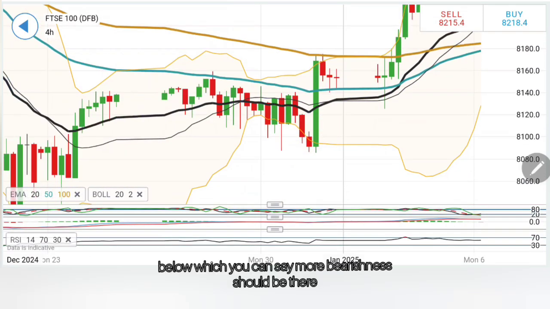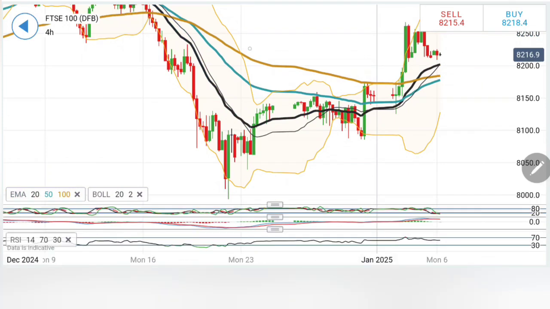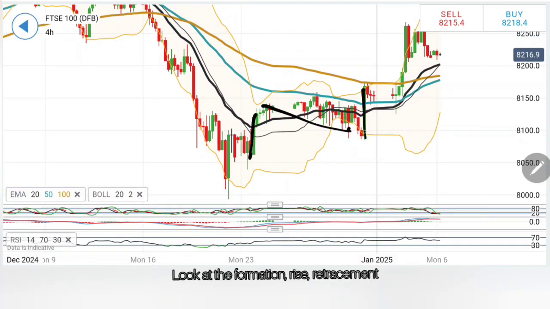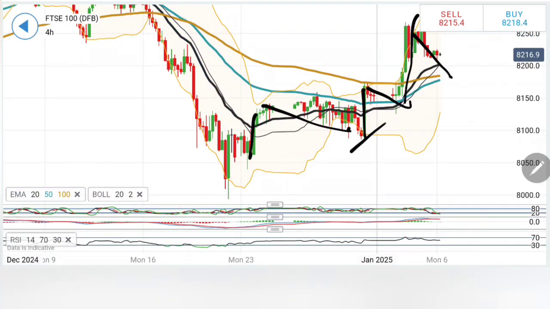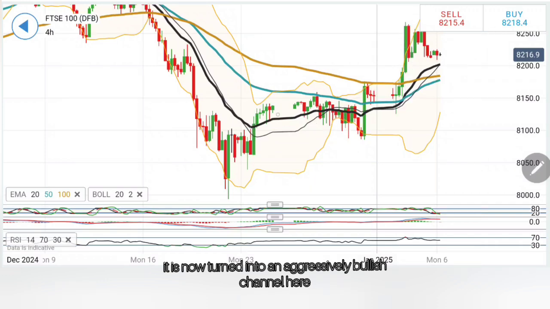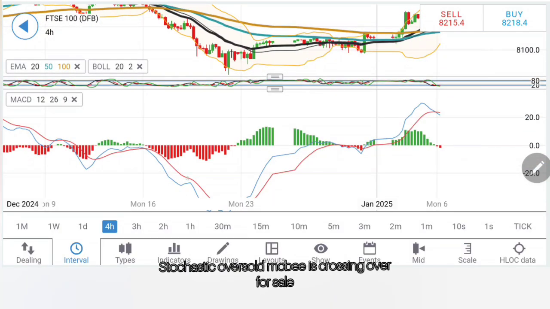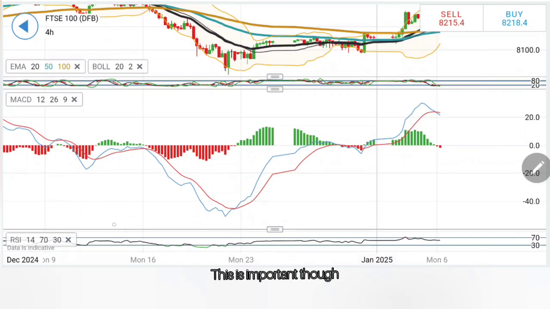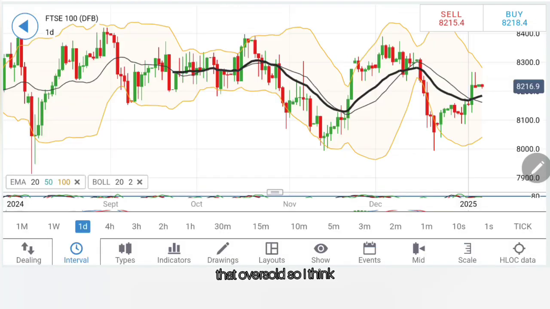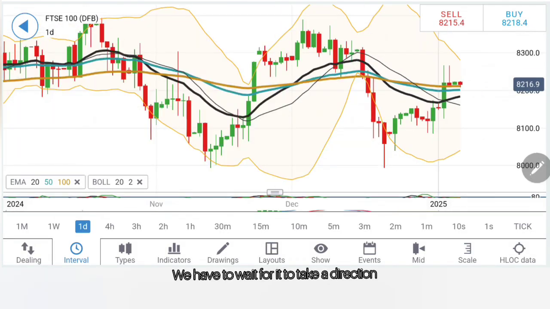Pretty strong here, below which you can say more bearishness should be there. Look at the formation: rise, retracement, rise, retracement, rise, retracement. It has now turned into an aggressively bullish channel here. Stochastic oversold, MACD is crossing over for sell. This is important, though, the stochastic is at oversold. So I think we have to wait for it to take a direction.